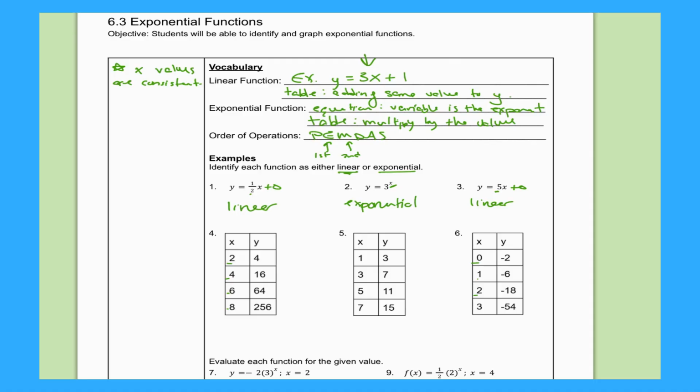It's a little bit harder to do in a table. I want to go, how am I going from 4 to 16? Well, I can add 12, but then if I take 16 and I add 12, I don't get 64. So adding 12 didn't work, so it can't be linear because I'm not adding the same thing every time. So instead, I could also take 4 times 4 to get 16. And 16 times 4 is 64, and 64 times 4 is 256. So I'm multiplying by 4 every time because I'm multiplying by the same value. That's exponential.